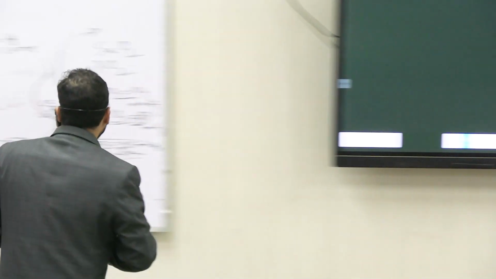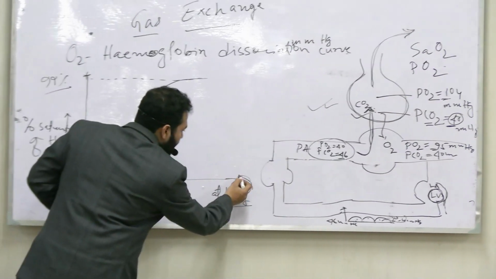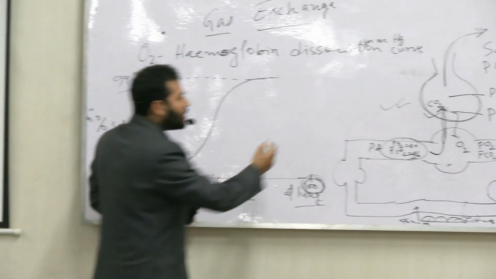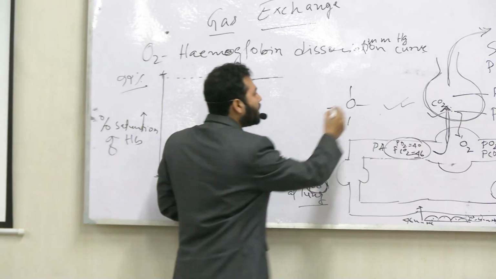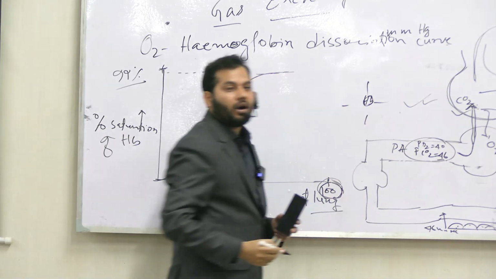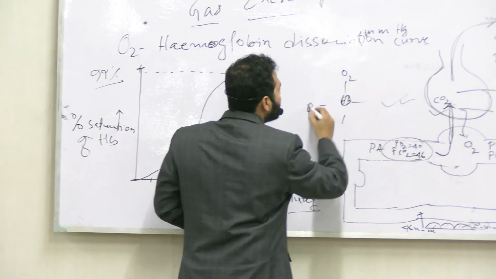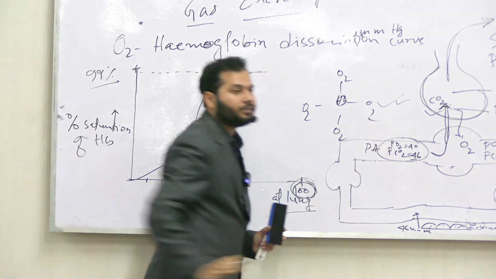So here, at this partial pressure of oxygen, all the binding sites of hemoglobin are occupied by oxygen, right?